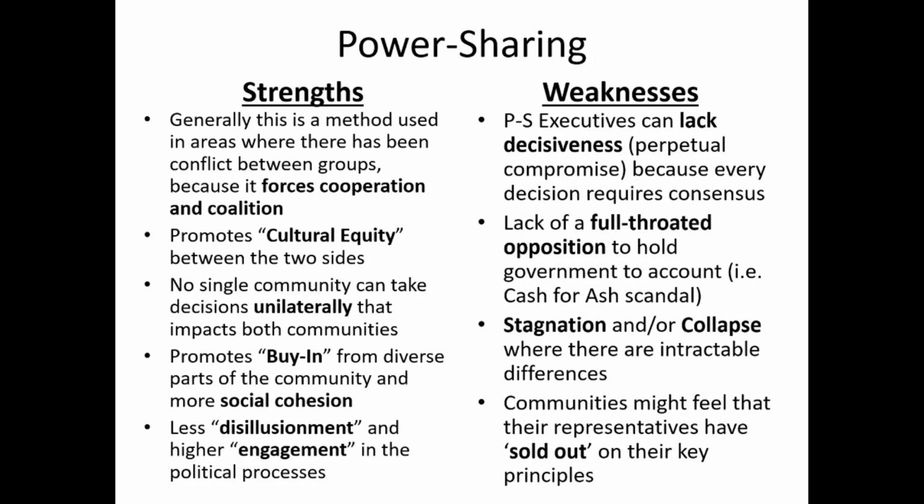But on the flip side, some of the weaknesses of this power sharing process is that it can lead to a lack of decisiveness. There are some areas where you're not going to agree, and you always seem to be making compromises. You don't often get the purest or the most efficient way of doing things. It also means that there's not a full-throated opposition. In other words, who's going to hold the government to account if both sides of the community are being represented? Who's going to be on the outside carrying out the checks and balances?